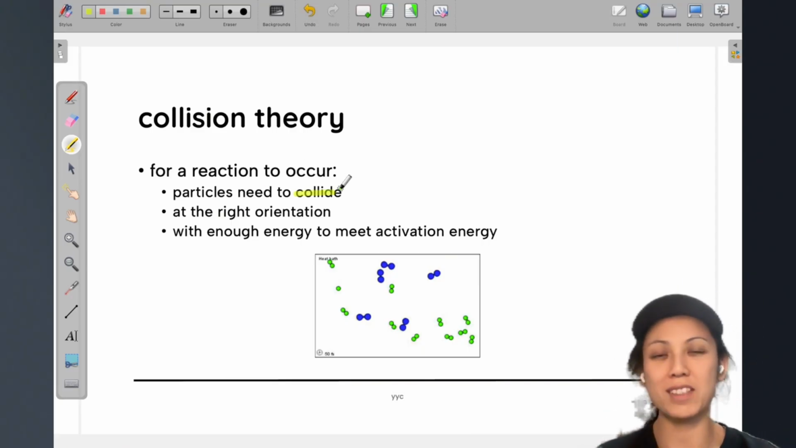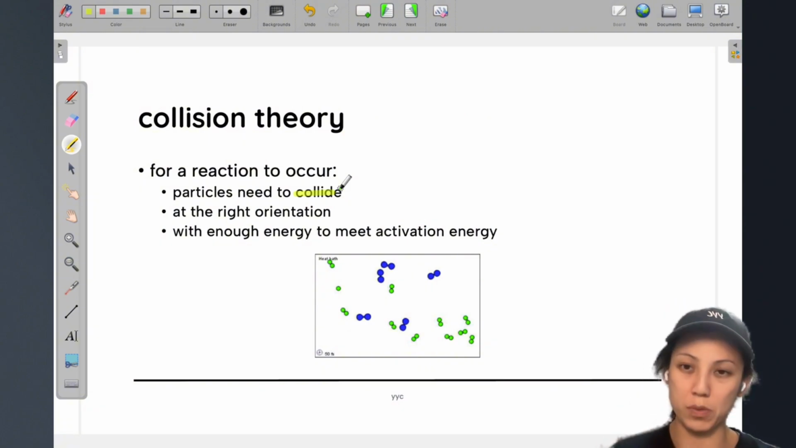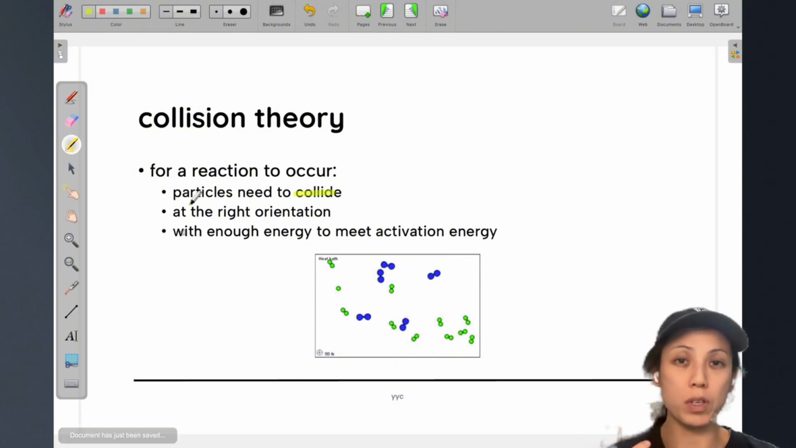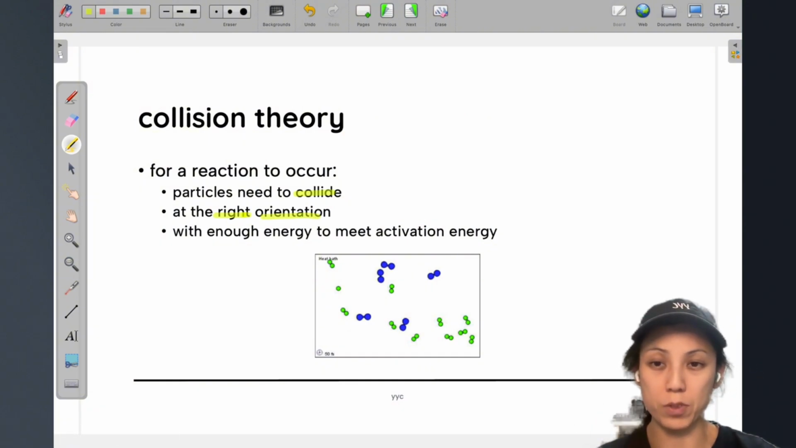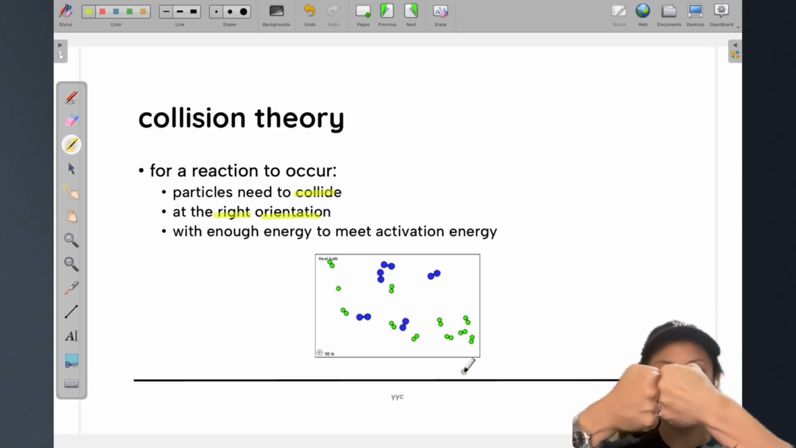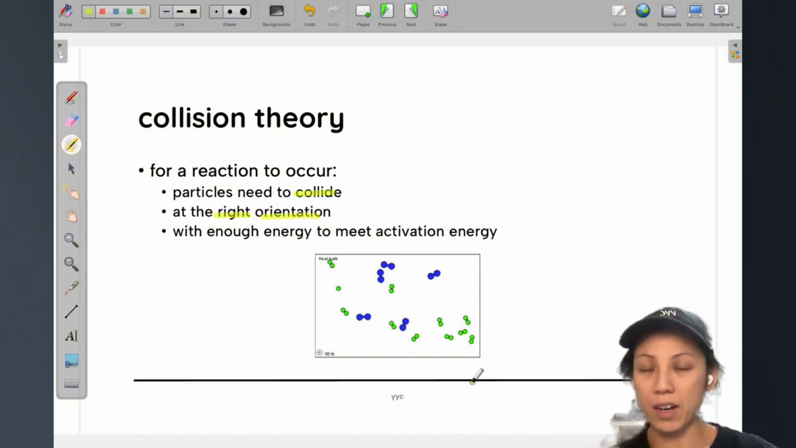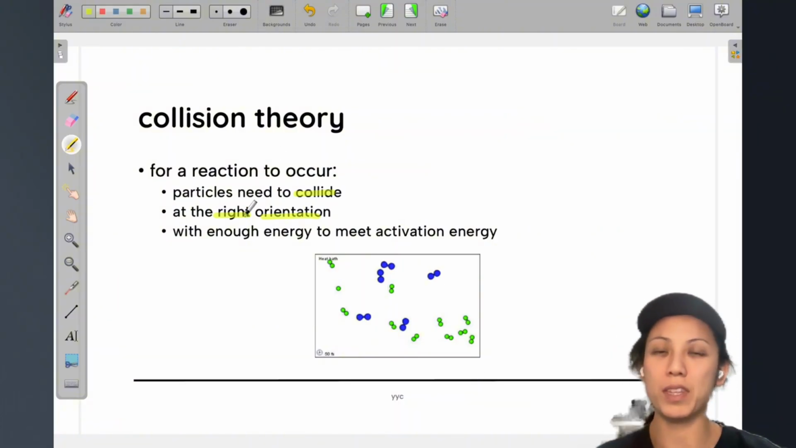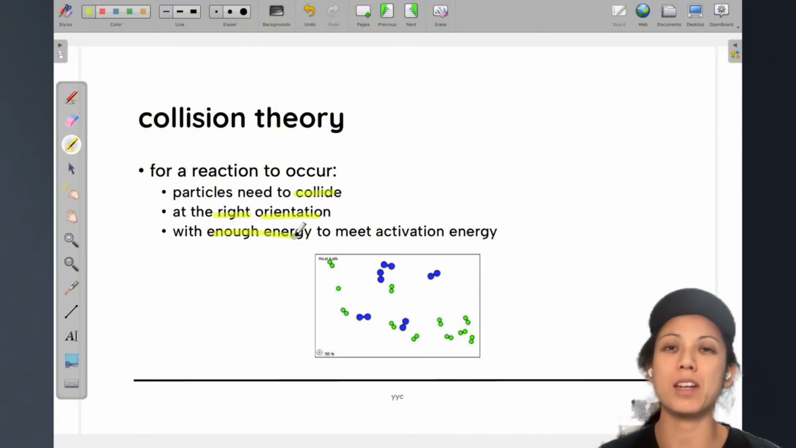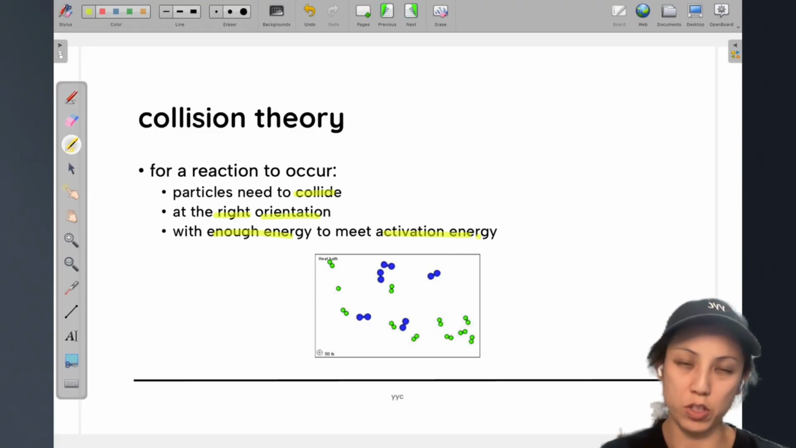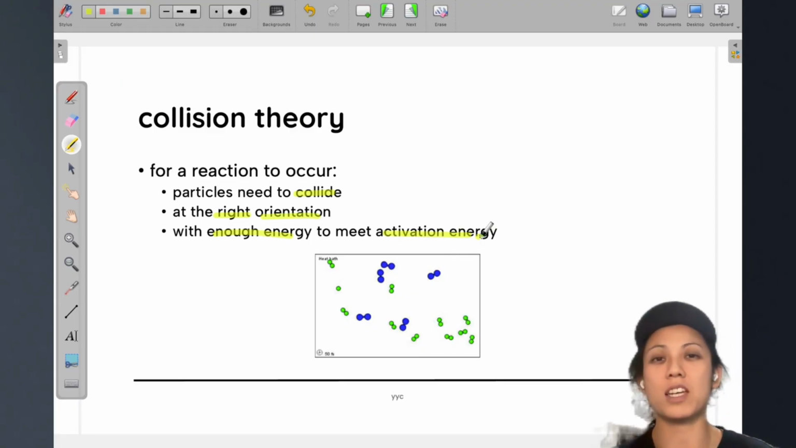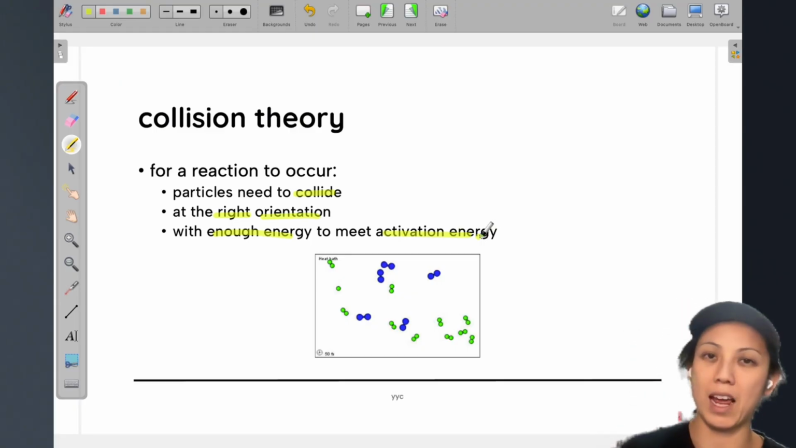Firstly, the particles need to collide, so the reactants need to actually smash into each other. Secondly, they need to do it in the right orientation. Even if they smash together, if they're not in the right orientation, nothing's going to happen. Another really important point is that when they smack together, they need to have enough energy to meet what we call the activation energy.